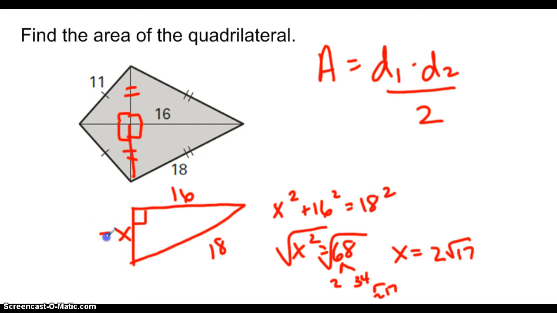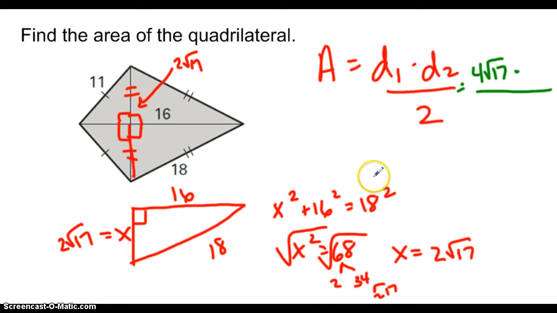So that means this piece of my diagonal is 2 root 17, which is the same as this one. So 2 root 17 plus 2 root 17 is how long? Yes, 4 root 17 when we add them together. Remember, when we add radicals, we add like radicals, just like having an x there. So 2x plus 2x is 4x. So 2 root 17 plus 2 root 17 is 4 root 17.